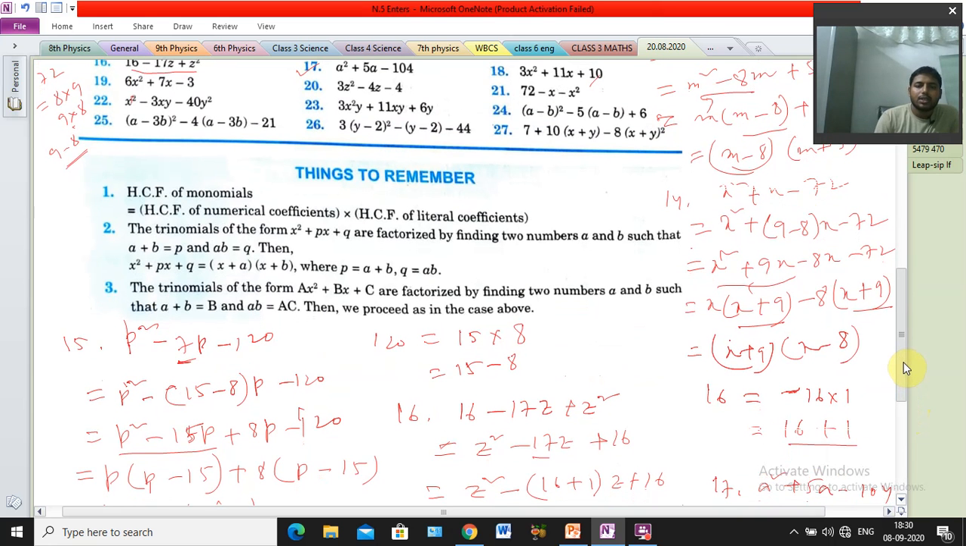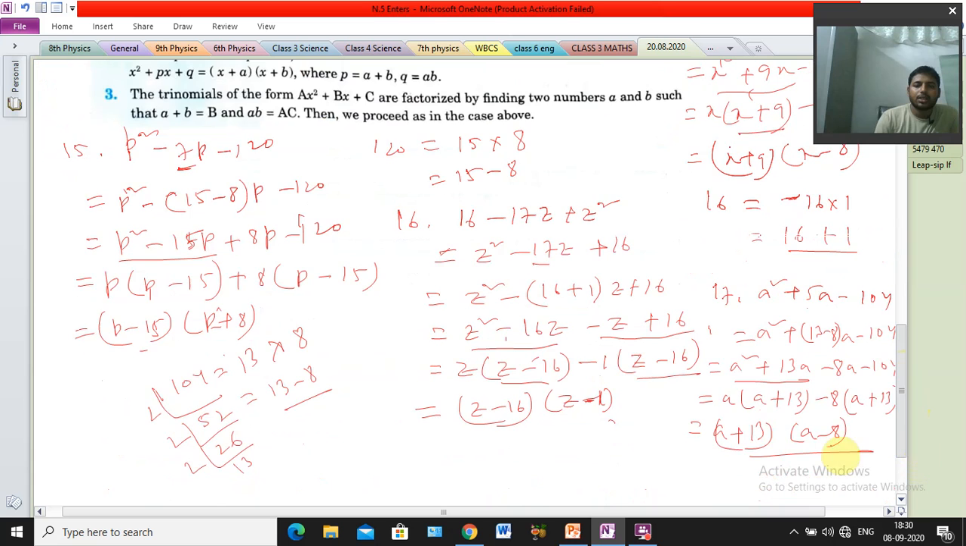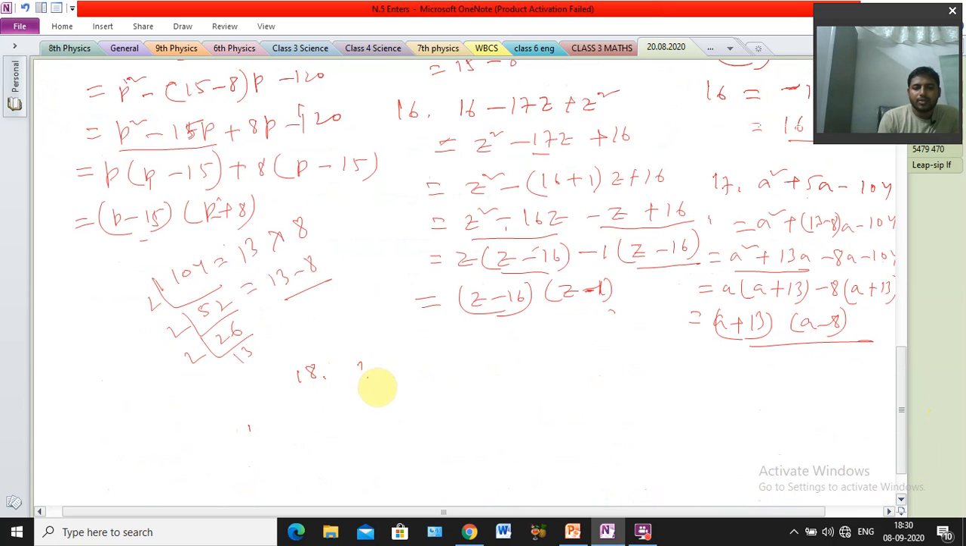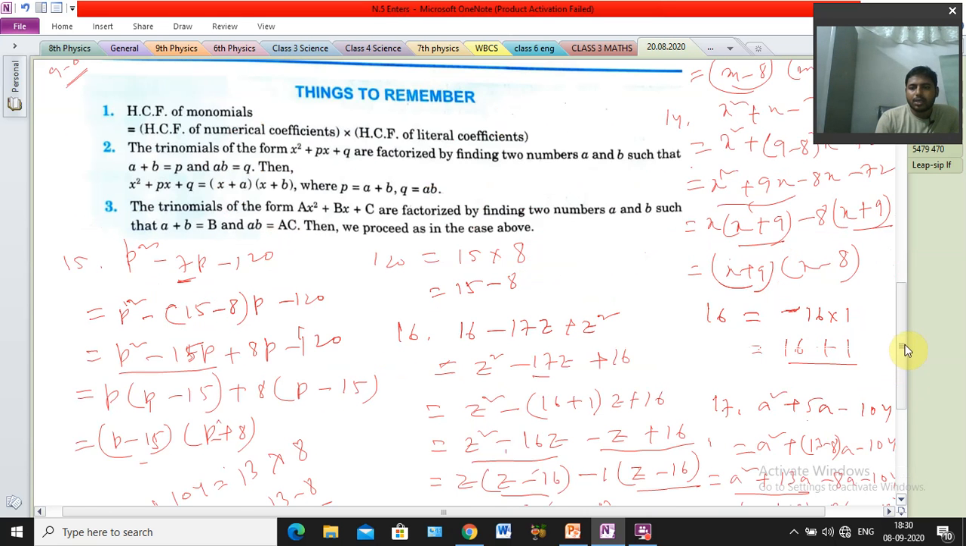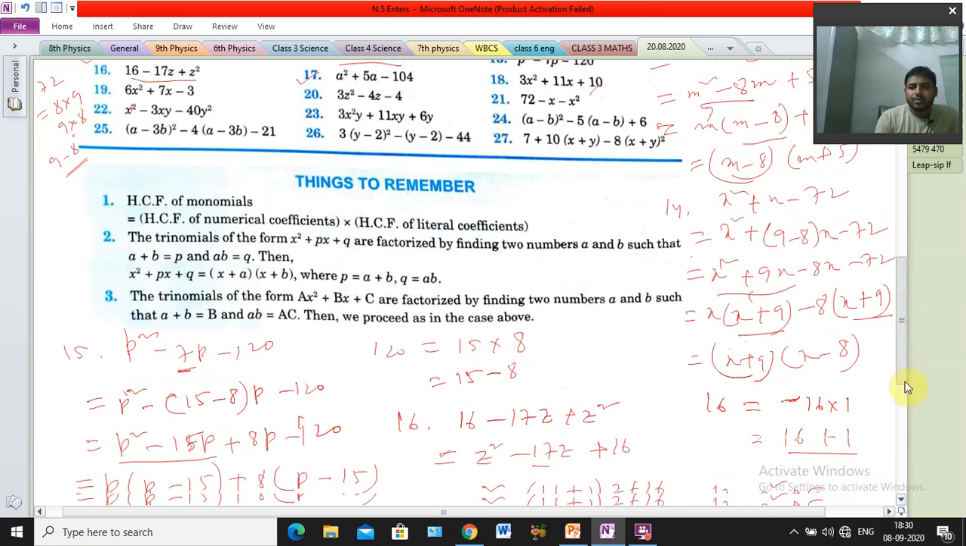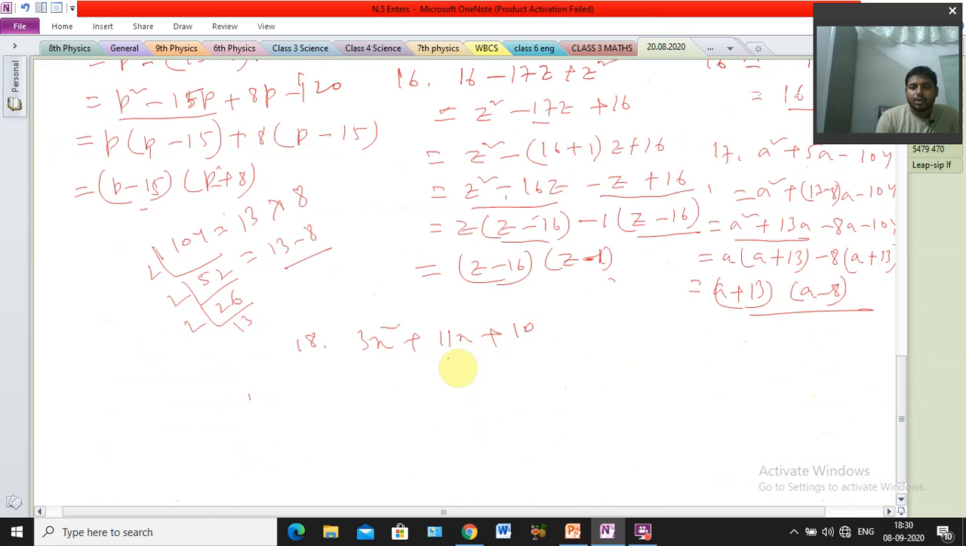Next question number 18, 3x square plus 11x plus 10. Question number 18, 3x square plus 11x plus 10, yes. But here the coefficient of x square is 3, so that means 3 into 10 we are getting 30, sir. 3x square plus 11x plus 10, that is the question, and we are getting 30 here, because 3 into 10 is 30. But we need 11, we need 11.